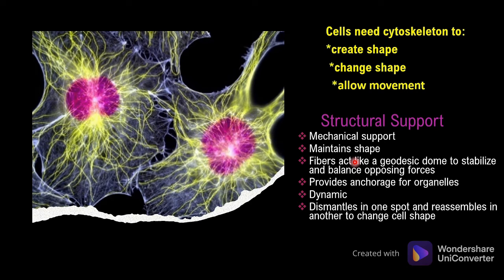These fibers act like a geodesic dome to stabilize and balance opposing forces. It also provides anchorage for organelles. It is very dynamic. What exactly it is, we are going to understand in the following slides. It dismantles in one spot and reassembles in another spot to change the shape of the cell.